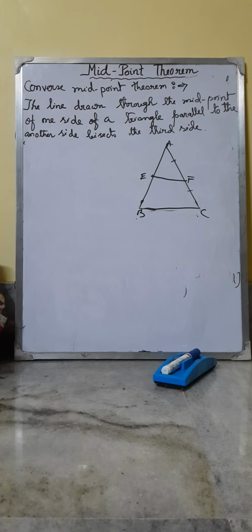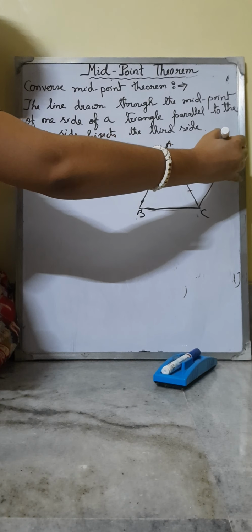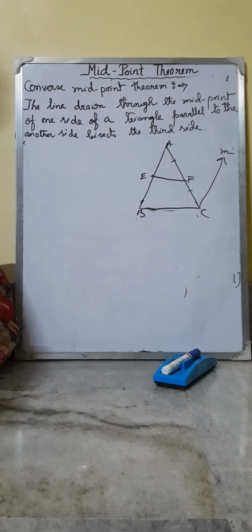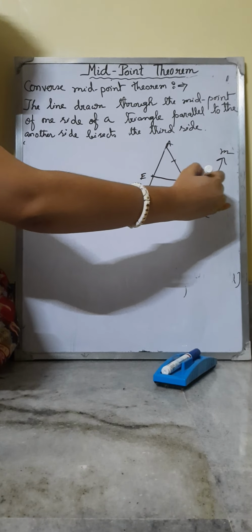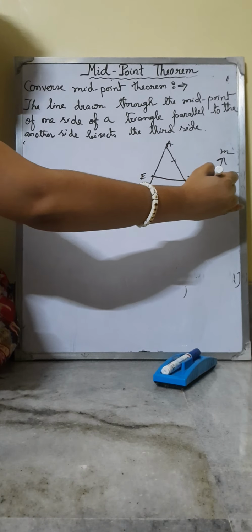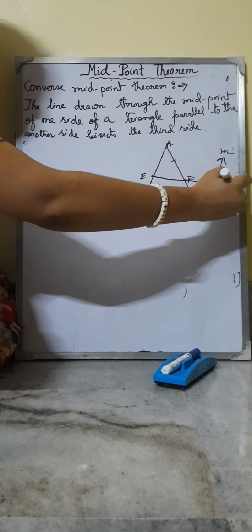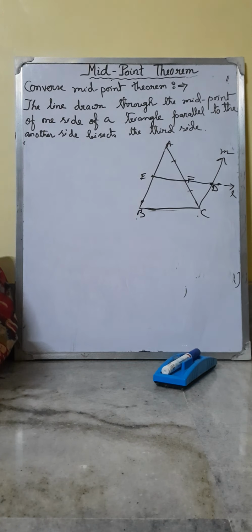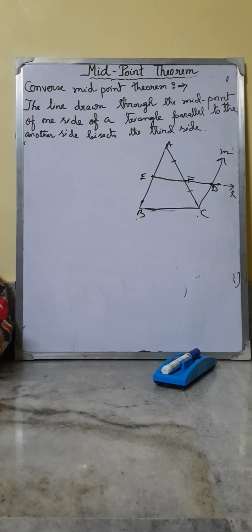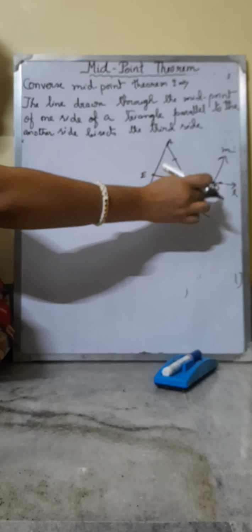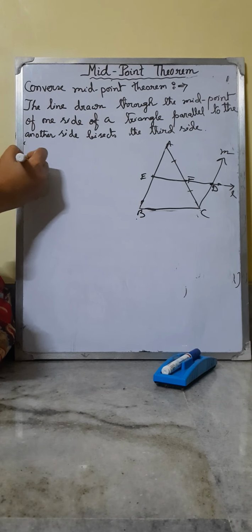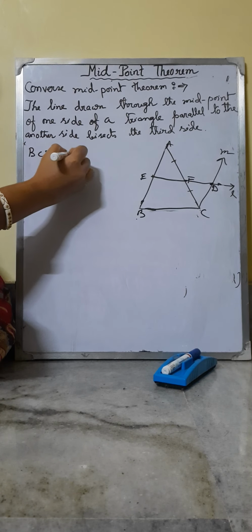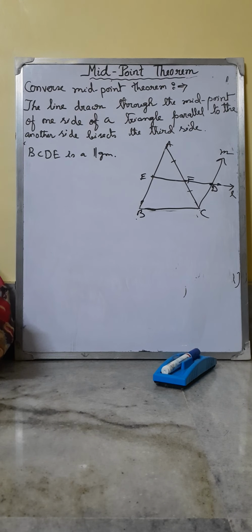Right. So what do you do for this? Similar to the midpoint theorem, through C, draw a line M. This is line M which is parallel to line BA and meets EF at, suppose, D. Now from the midpoint theorem we can say that BCDE is a parallelogram, right? So why is it a parallelogram?